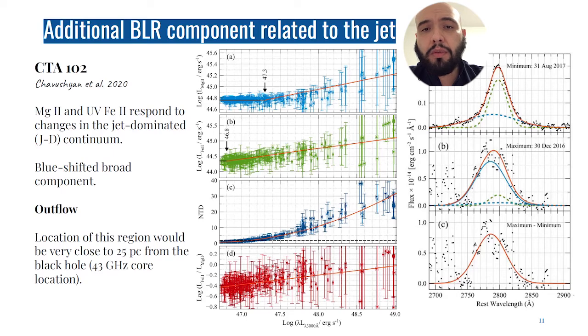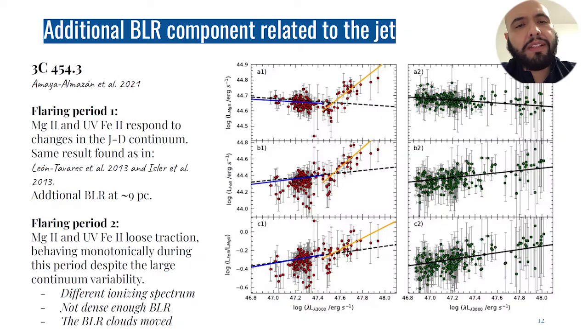Additionally, it was found a blue shifted broad component when the flux of the magnesium 2 line was at maximum flux, which can be interpreted as an outflow. The time delay of 0 between the jet-dominated continuum and the magnesium 2 emission line would locate this additional broadline region at 25 parsecs.